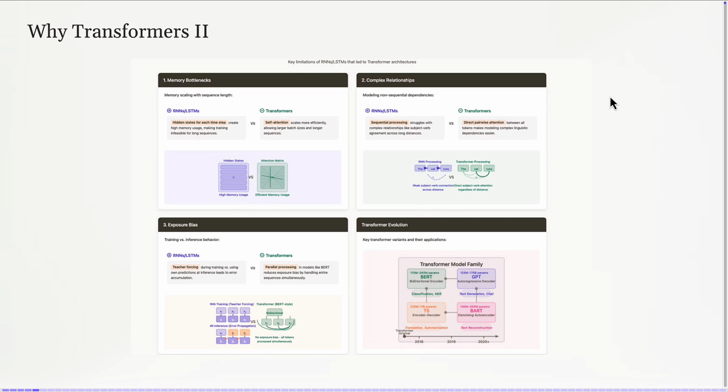Another limitation is the memory bottleneck. Memory scales with sequence length. The hidden state for each step creates high memory usage. This is why we cannot process very long sequences. The problem also exists in the transformer, but there are some techniques that alleviate the issue, because self-attention can scale more efficiently across larger batches. There is also the problem with LSTM and RNN of capturing complex relationships, especially in very long contexts, and also the exposure bias.